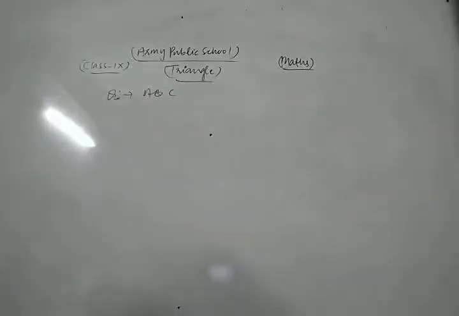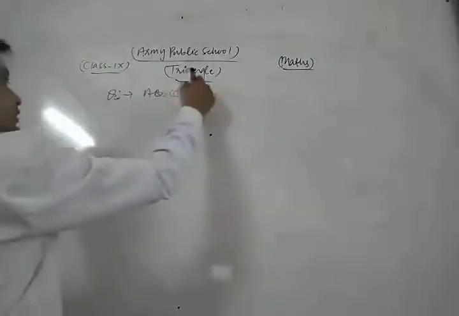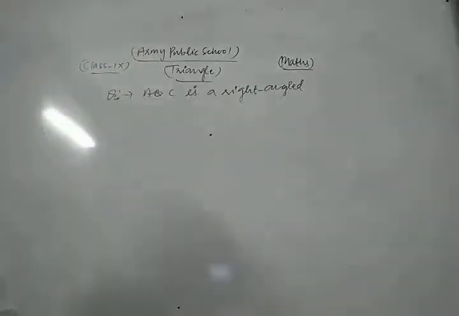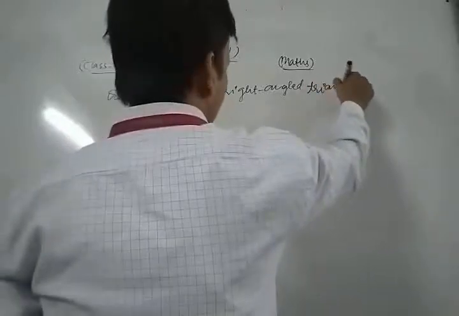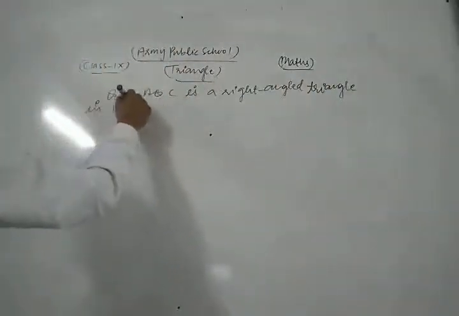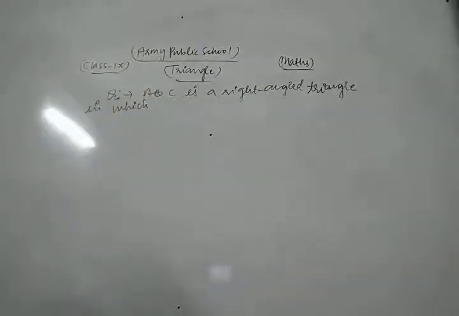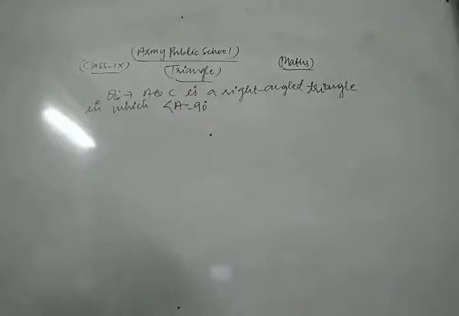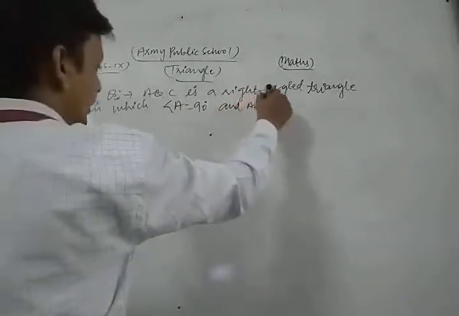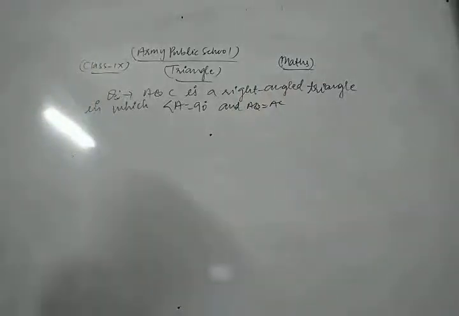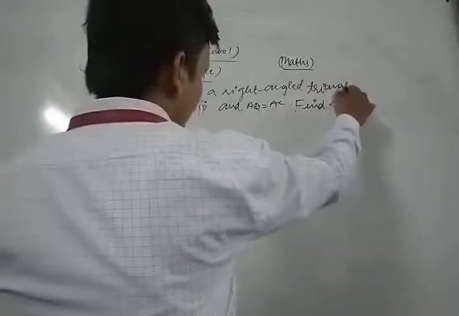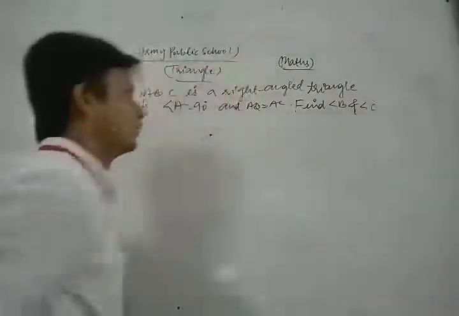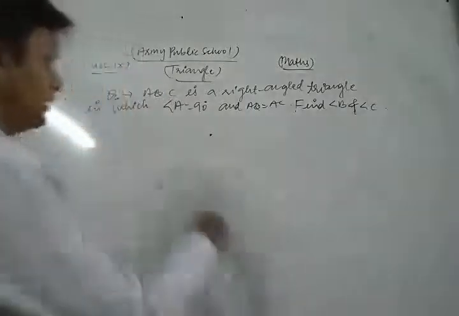The question is: ABC is a right angled triangle in which angle A is equal to 90 degrees, and AB is equal to AC. Find angle B and angle C. Now let's see its solution.